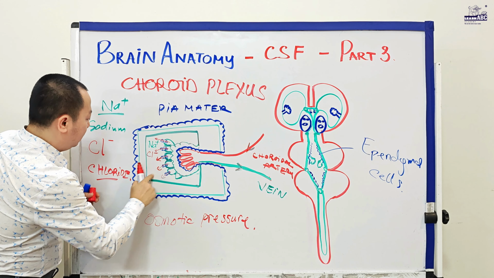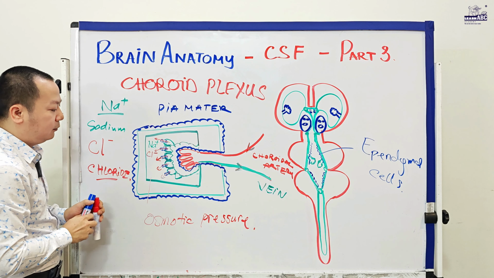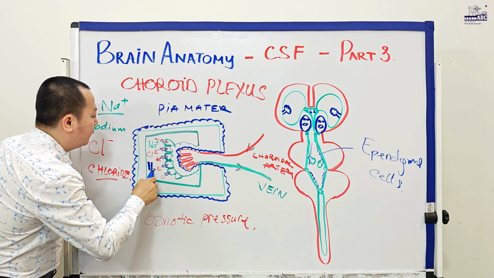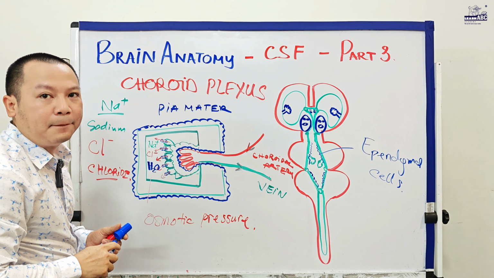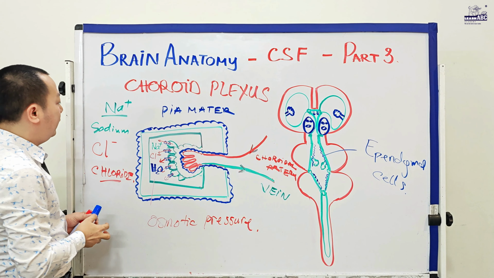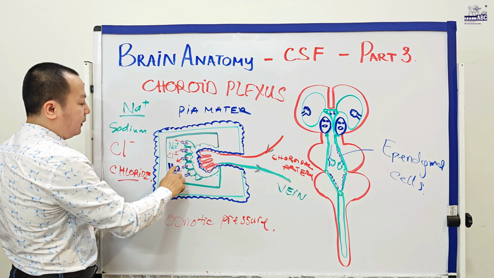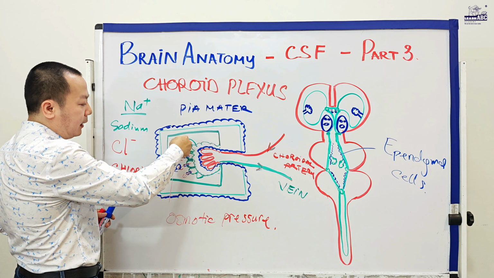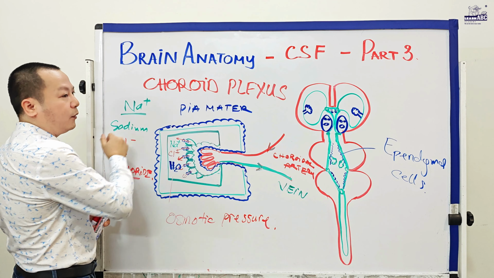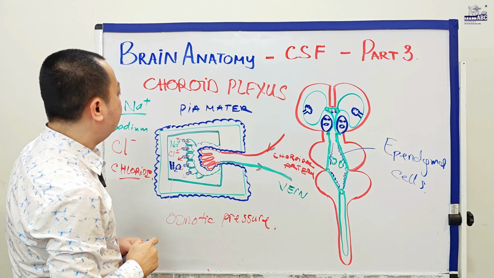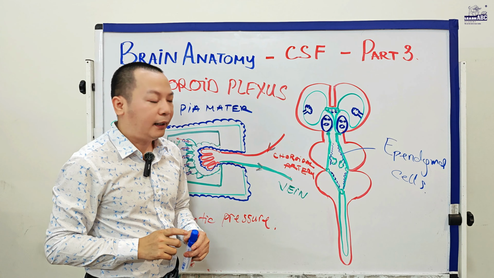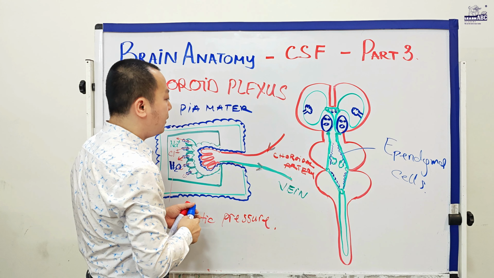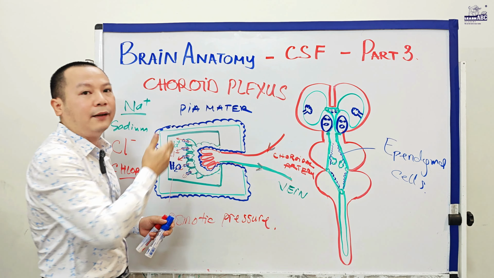Now, there's one more thing that comes out with sodium and chloride, and that is H2O, water, right? So now you see sodium, chloride, and water together come out from the ependymal cell through this transporter. Now, one more thing. We need one more thing from the artery, from the blood. Of course, this artery will bring the blood inside this cavity.